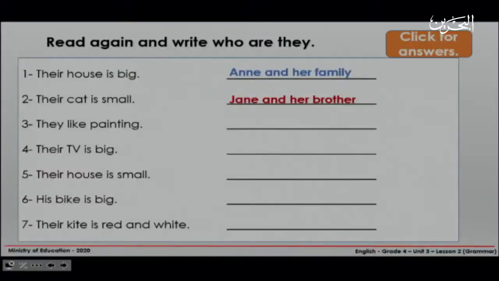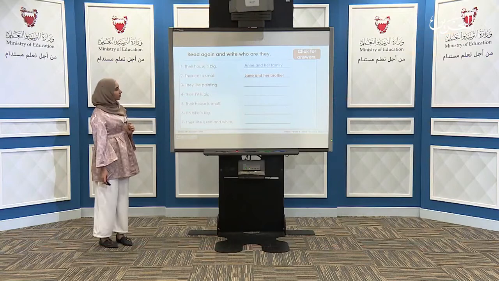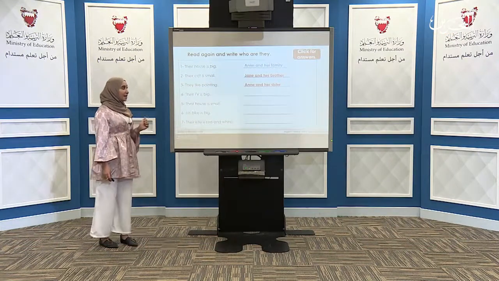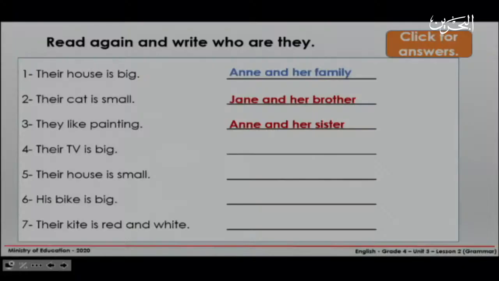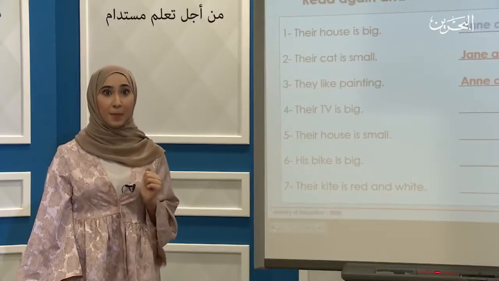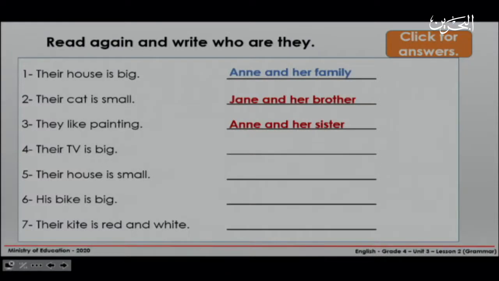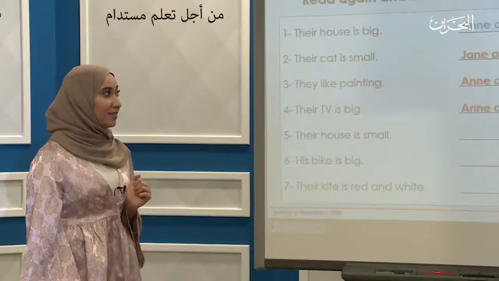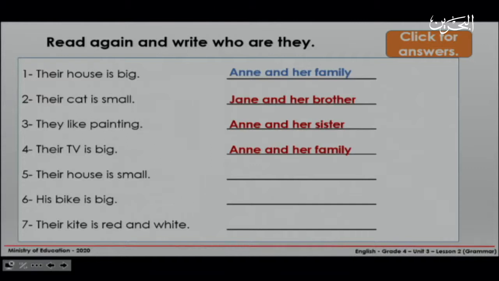What about number 3? They like painting. Who likes painting? Can you remember from the paragraph? Well done. It's Anne and her sister. What about number 4? Their TV is big. Who is it? Excellent. It's Anne and her family. What about sentence number 5? Their house is small. Excellent. It's Marco and his family.